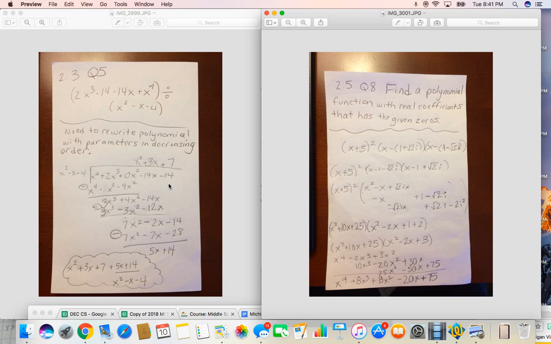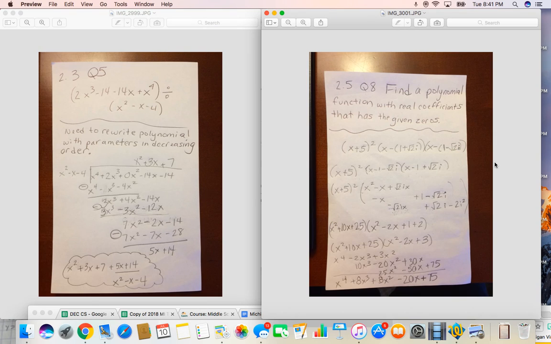This problem did ask you to do it the long division way. Now over here, this one's actually a lot of work, and there's actually tons of answers for this one. All right, it says find a polynomial function with real coefficients that has the given zeros. So you were given your zero, so that means that you had the term x plus 5 squared, and then you were given one of these, and remember these come in conjugate pairs, so that really means that you have two zeros, x minus the zero they gave you, and then x minus the conjugate of this, which would be a minus square root of 2i.